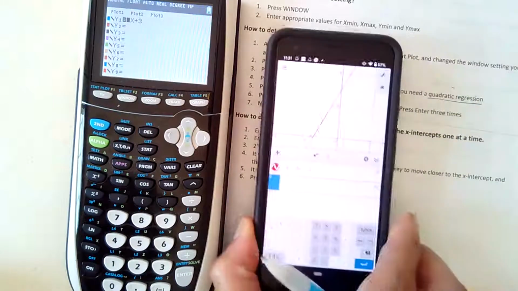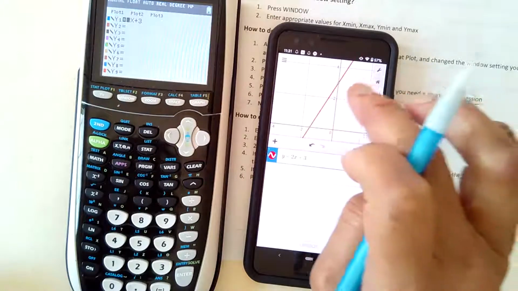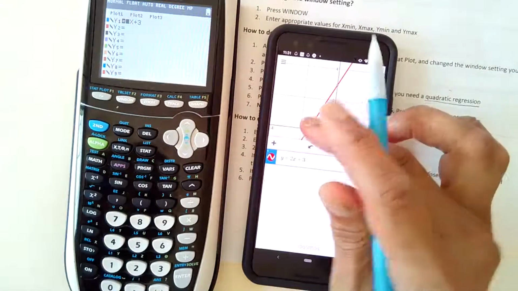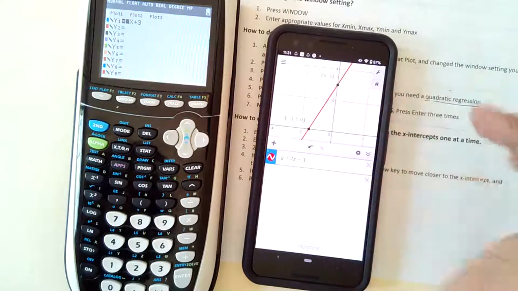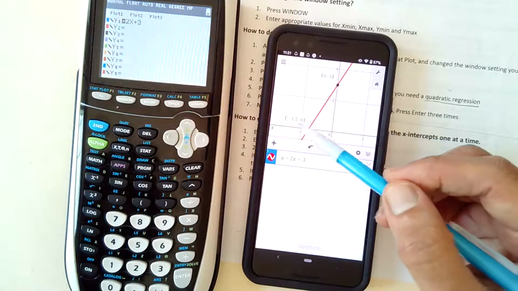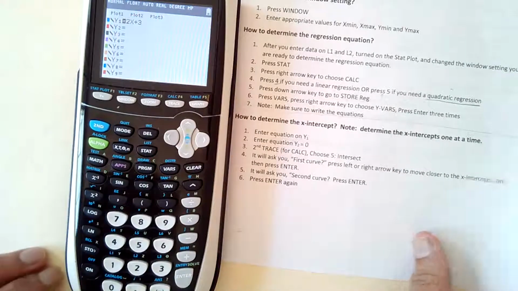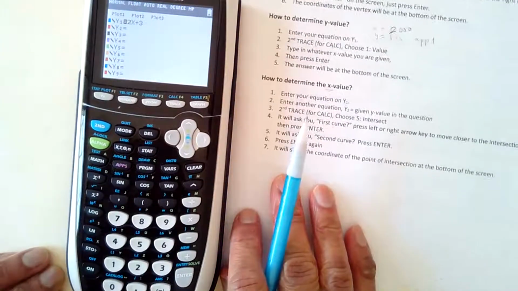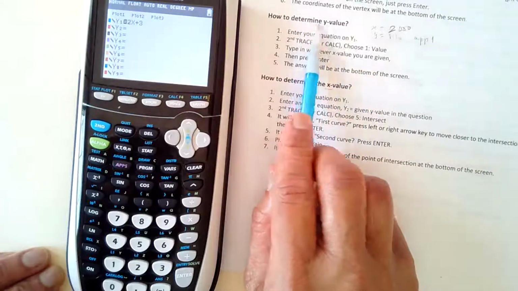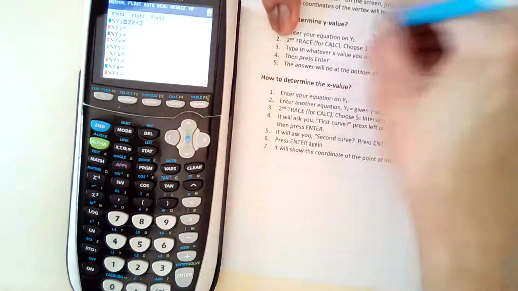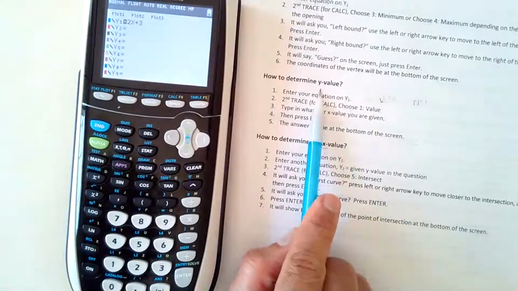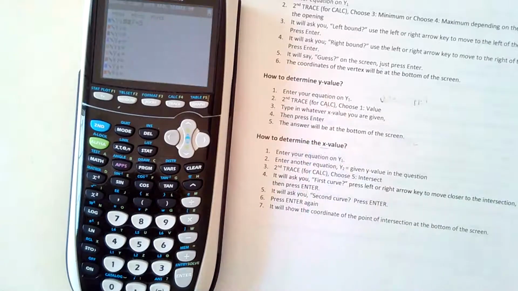Remember, in Desmos it was simply tapping on the y-axis where the line crosses, or tapping on the x-axis where the line crosses, and that will give you the value for your x and y intercepts. Now, to find the value for your y-intercept, determine the y value. Now, let's release this one here, the previous question. Determine the y value.